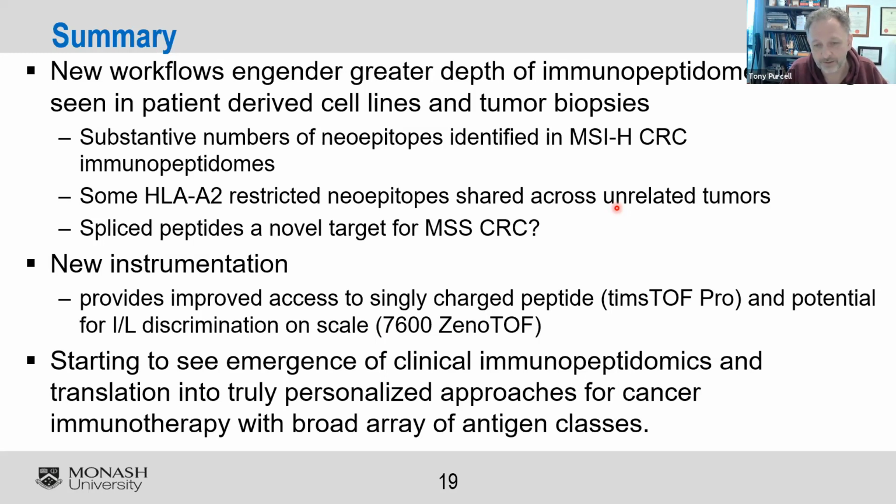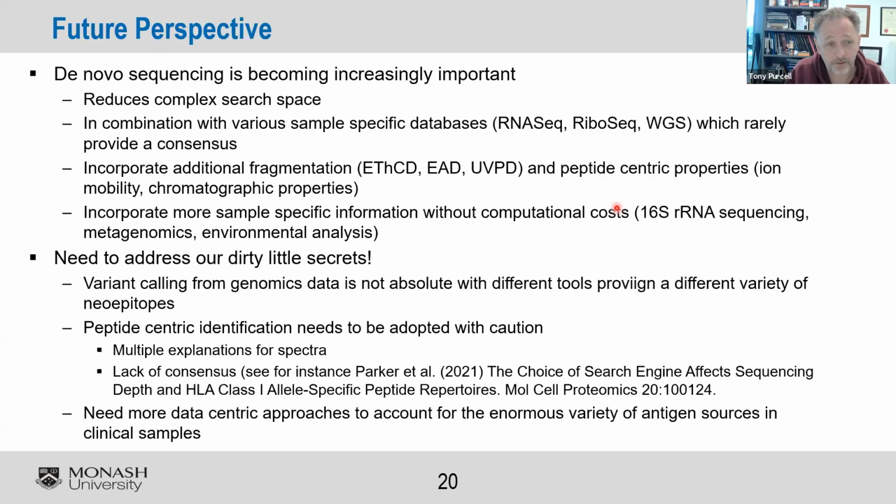And the thing that excites me the most about this field, I started doing this in 1994, which is why I've got so much grey hair, is that we're really starting to see the emergence of what I would like to call clinical immunopeptidomics, where we'll be able to translate this into truly personalised approaches for cancer immunotherapy, arguably with quite a broad array of different antigen classes, potentially all in concert to elicit the most efficacious immune response. And so this is just a future perspective slide.